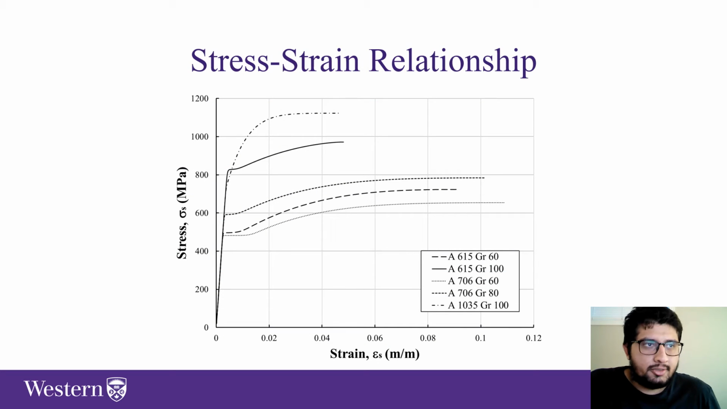This figure is showing the stress-strain relationship for different steel reinforcements. On the vertical axis we have the steel stresses, and on the horizontal axis we have the steel strains. Looking at this figure, A706 grade 60 shows the highest ductility among the steel grades. High-strength reinforcements, which are A1035 grade 100 and A615 grade 100, have one of the smallest ductilities. Apart from A1035 grade 100 steel, all the other steel types show a distinct yield point, whereas A1035 has a roundhouse curve around the yielding region.